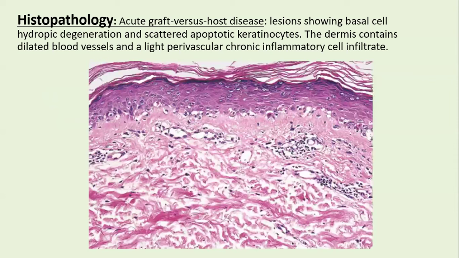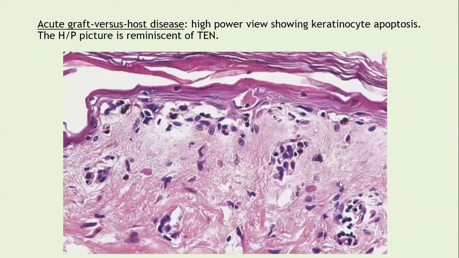Now, histopathology. As far as the acute graft versus host disease is concerned, its picture is similar to interface dermatitis. And as you can see, there is basal cell vacuolar degeneration. Apoptotic keratinocytes are seen, a few Civatte bodies are seen as well. There is no band-like infiltrate, but there is perivascular lymphohistiocytic infiltration in the upper dermis. You can see in this picture, there is pigmentary incontinence and single cell necrosis or apoptosis is also seen.